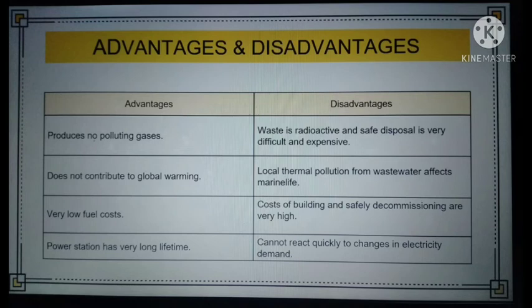One of the reasons that nuclear energy falls under fire so frequently is due to the many disadvantages it brings. Its waste is radioactive and safe disposal is very difficult and expensive. Local thermal pollution from wastewater affects marine life. Cost of building and safely decommissioning are very high, and it cannot react quickly to changes in electricity demand.